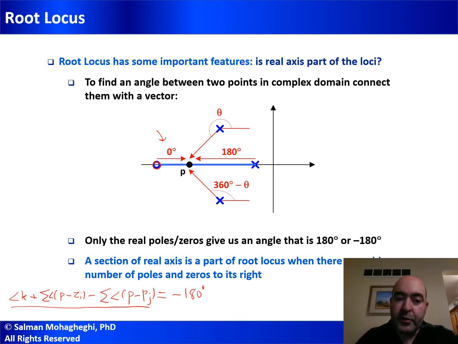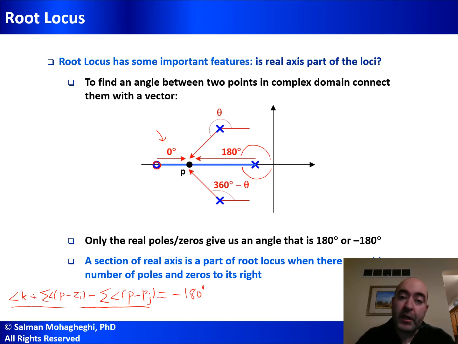What about zeros or poles that are to the right of point P? If anything is to the right of point P, if I connect it to P using an arrow, using a vector, I will see that the angle of that vector with respect to the real axis is 180 degrees, which is of course the same as -180 degrees. So if I have anything to the right side of P, then that is going to give me an angle of 180 or -180. These are the poles and zeros that are located on the real axis.